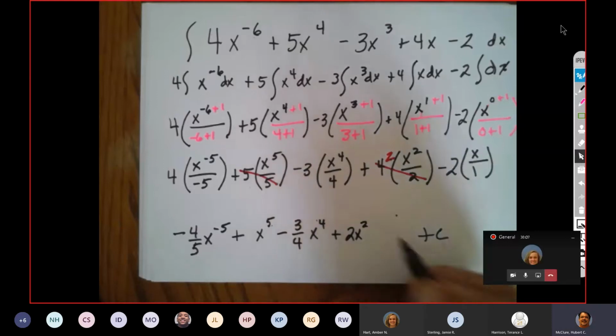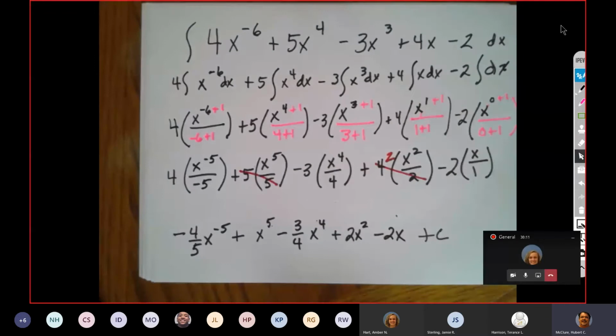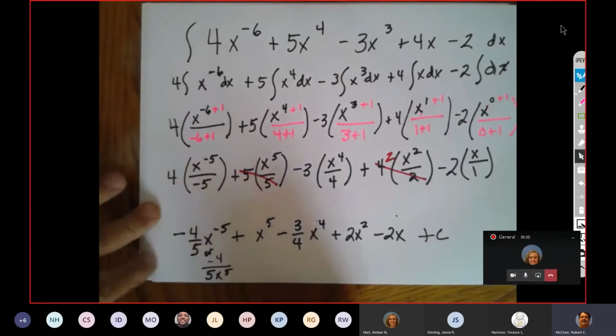And you could bring that down. I'm just going to rewrite this. That would be negative 4 over 5x to the 5th. And then plus c.